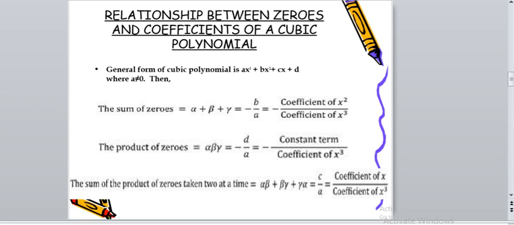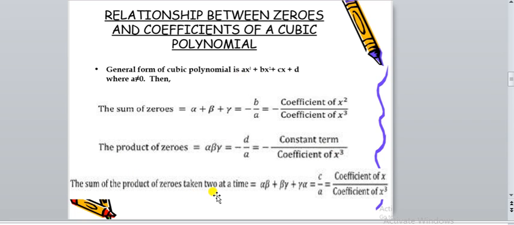Next we will see the relationship between zeros and coefficients of a cubic polynomial. The general form of a cubic polynomial is ax cube plus bx square plus cx plus d, and the condition is a must not be equal to 0, where a is the coefficient of x cube. Since it is a cubic polynomial, how many zeros will there be? 3. So let the 3 zeros be alpha, beta and gamma. The sum of zeros, alpha plus beta plus gamma, is equal to minus b upon a. b is the coefficient of x square, and a is the coefficient of x cube. The product of zeros, alpha into beta into gamma, is equal to minus d upon a. d is the constant term and a is the coefficient of x cube.